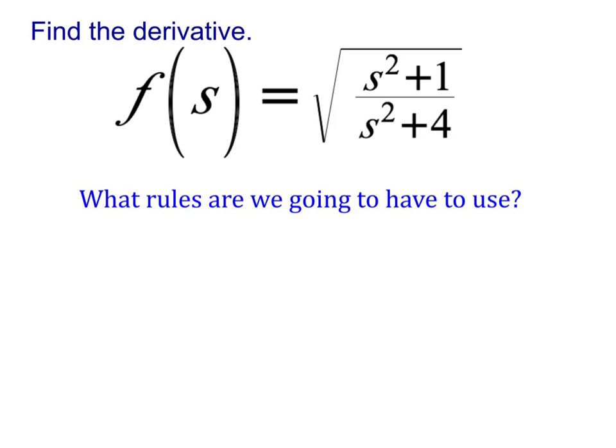So for this one, figuring out which rules we need to use is probably easier. Because obviously there's a big old fraction in there, right? And so for that reason, yes, you're going to have quotient rule, but notice that that fraction is inside of the square root function. And so that's going to be chain rule. And so you're going to be using both chain rule and the quotient rule in doing this one.